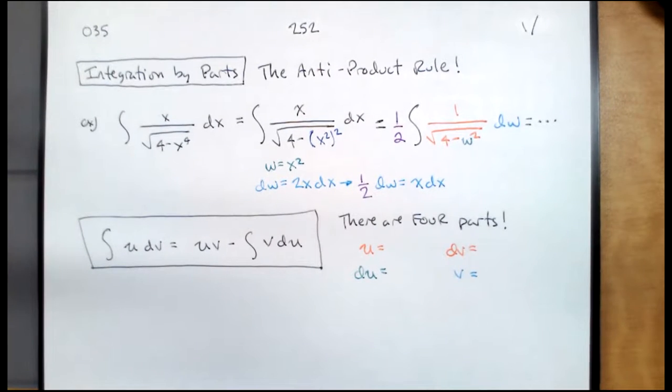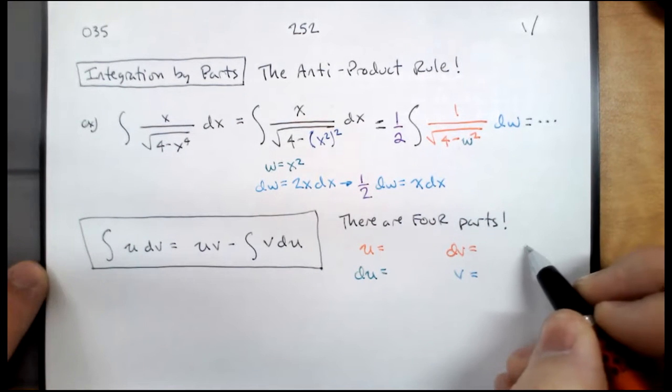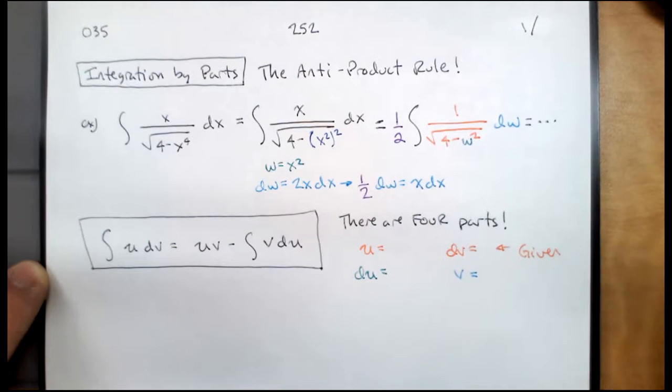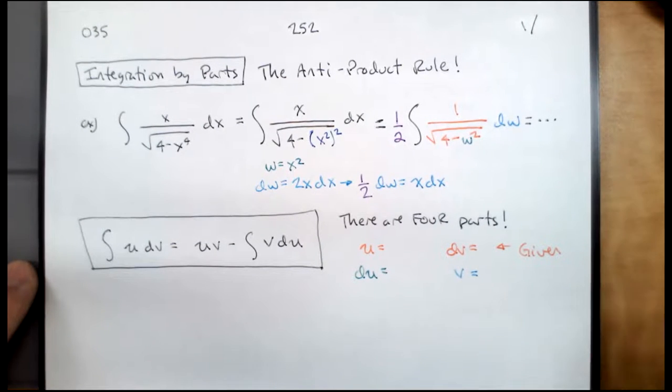The 4 parts are u and du, v and dv. 2 of the parts you're given. So these 2 parts you're given. The other 2 parts you have to find.